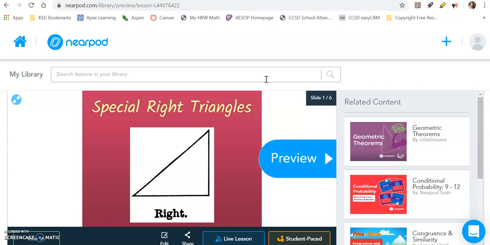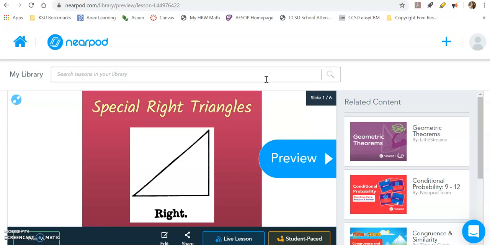Hello, hello. So this is a brief overview of what I did with my students to get a feel for it. We did a discovery activity over special right triangles, and we used Nearpod, GeoGebra, and HP Reveal to help us with our process.